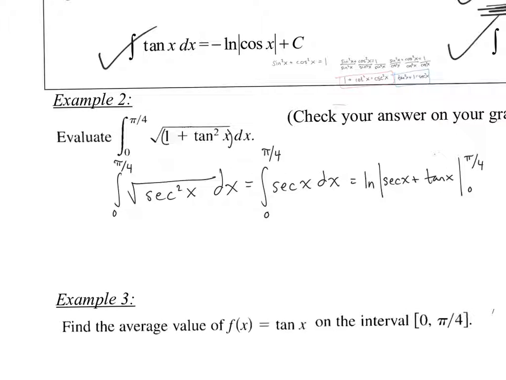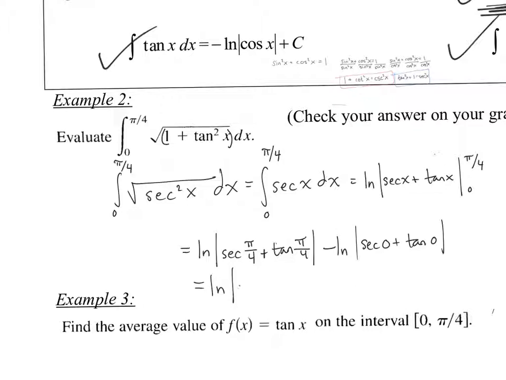So if I plug in, I get natural log secant of pi over 4 plus tangent of pi over 4, minus the natural log of secant of 0 plus tangent of 0. And that simplifies knowing your unit circle.